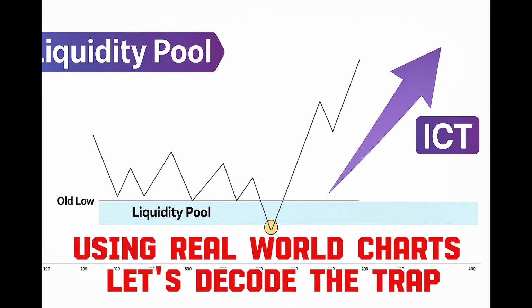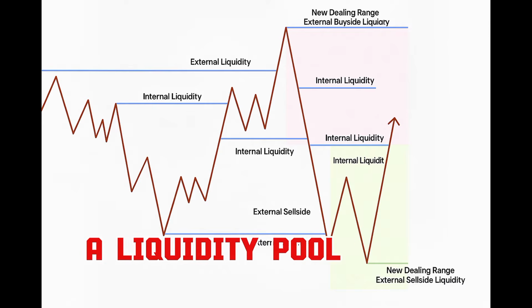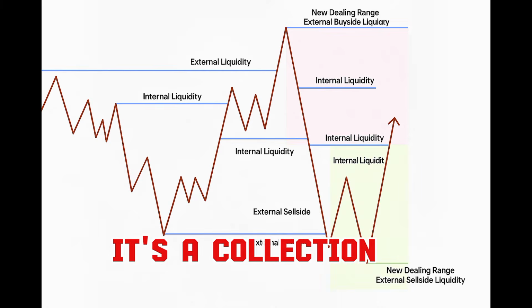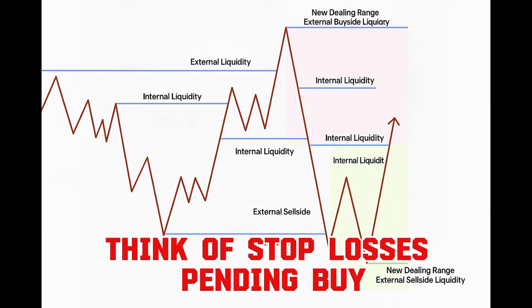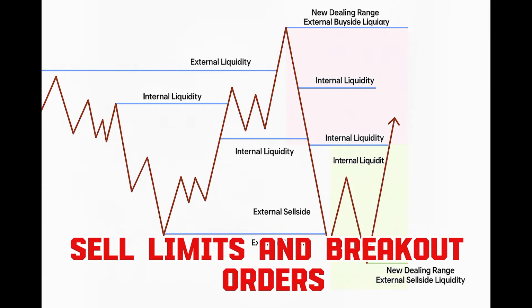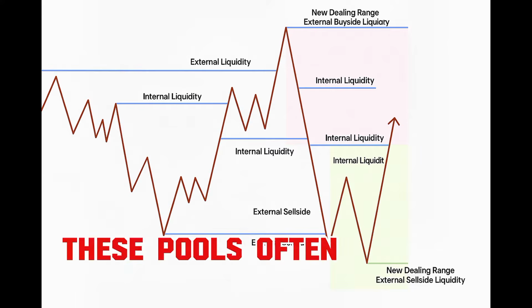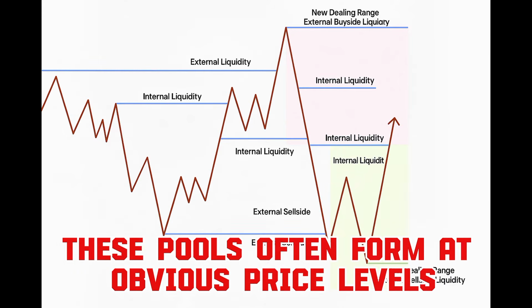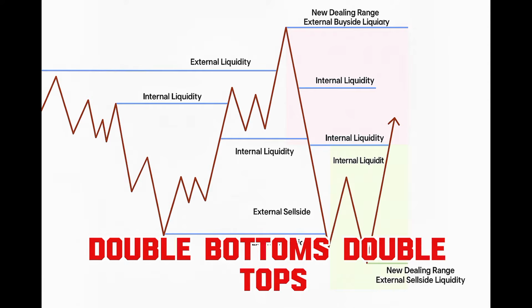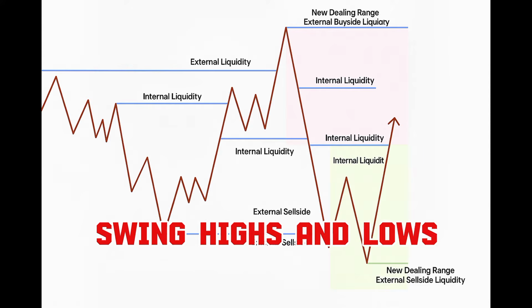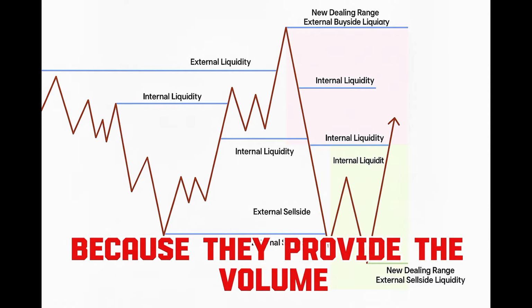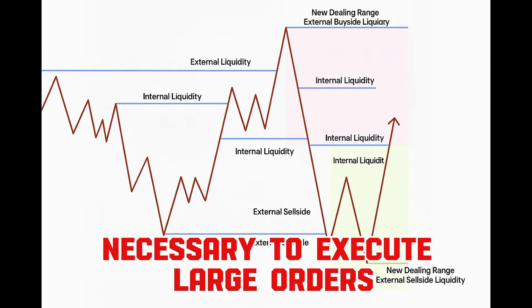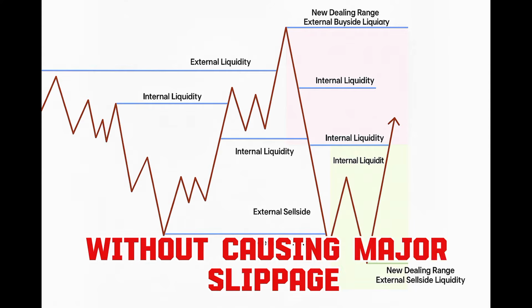Let's decode the trap. A liquidity pool is not just a zone, it's a collection of pending orders. Think of stop losses, pending buy-sell limits, and breakout orders. These pools often form at obvious price levels: double bottoms, double tops, swing highs, and lows. Market makers need these zones because they provide the volume necessary to execute large orders without causing major slippage.